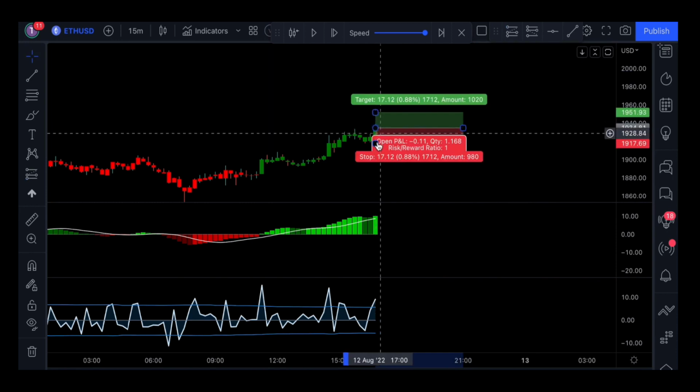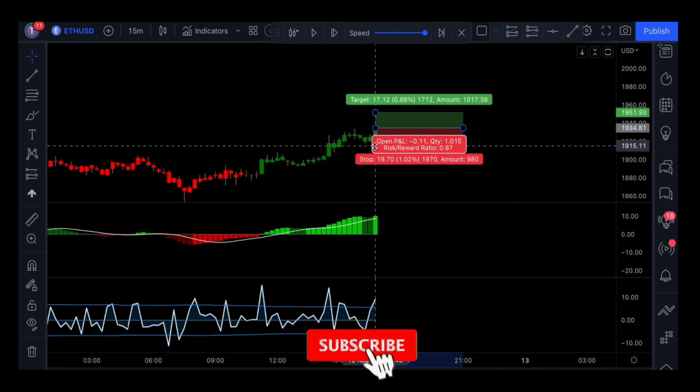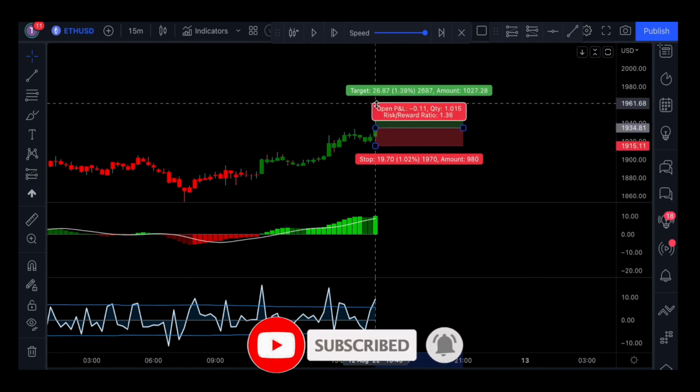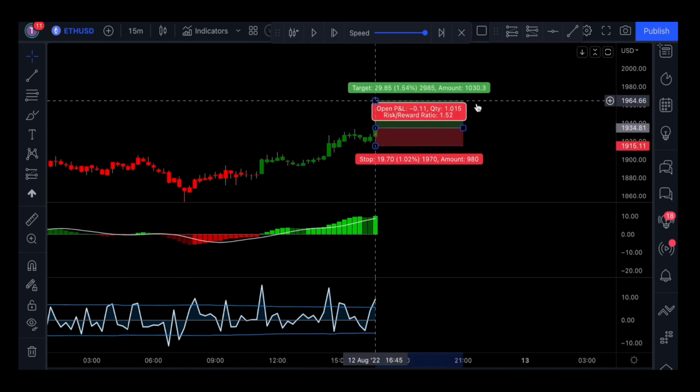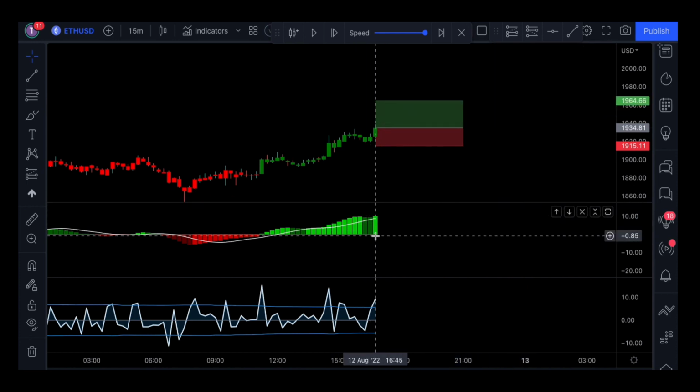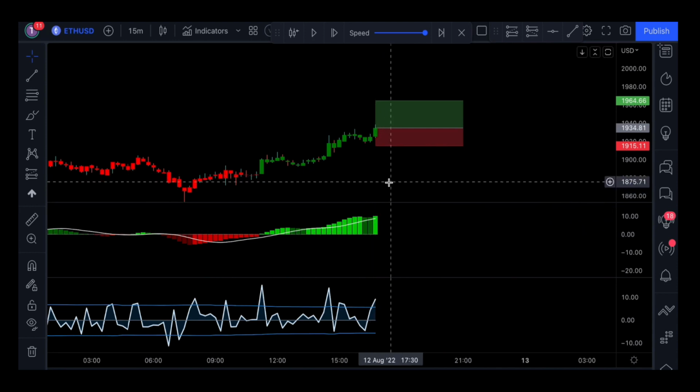The stop loss should be placed slightly below the recent lowest price. For this strategy, it's recommended to target 1.5 times the risk. If one of these conditions is not met at the time the MACD oscillator gives us a signal, we're simply going to skip it.